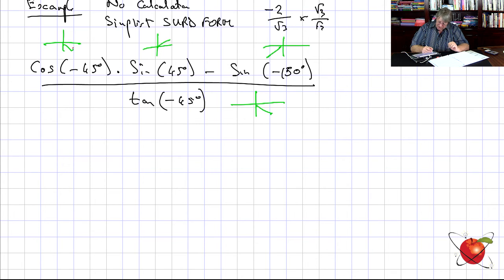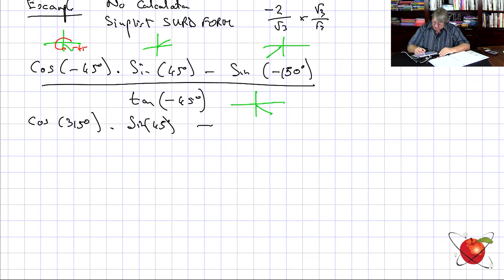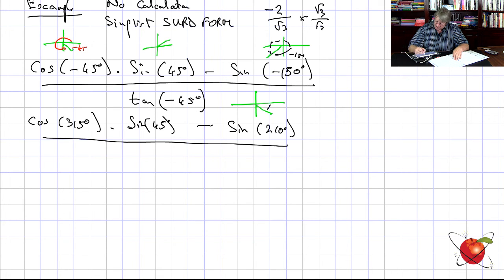Remember we had here, this was minus 45. Therefore, that angle there is going to be equal to 315, times sine of 45 degrees, right? Minus sine of that. Change it to positive. This is my minus 150. So therefore, what's the equivalent positive angle? Sine of 210 degrees. Over minus 45, the equivalent positive angle is going to be equal to 315.